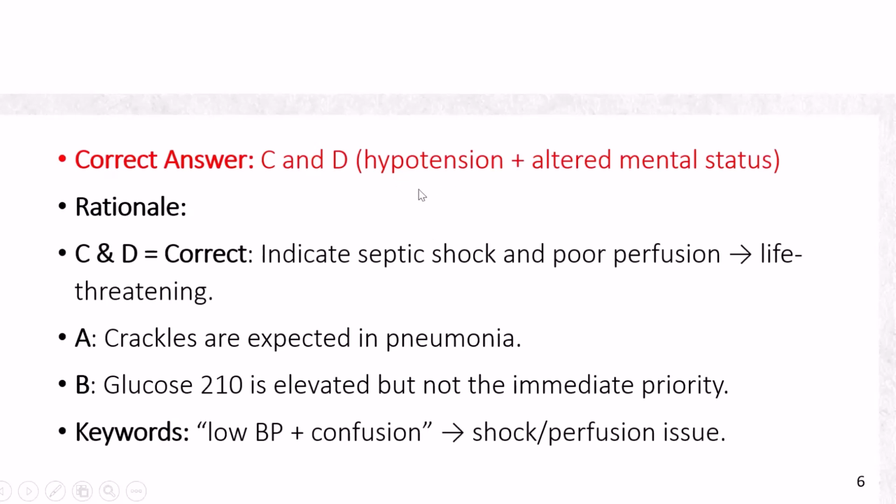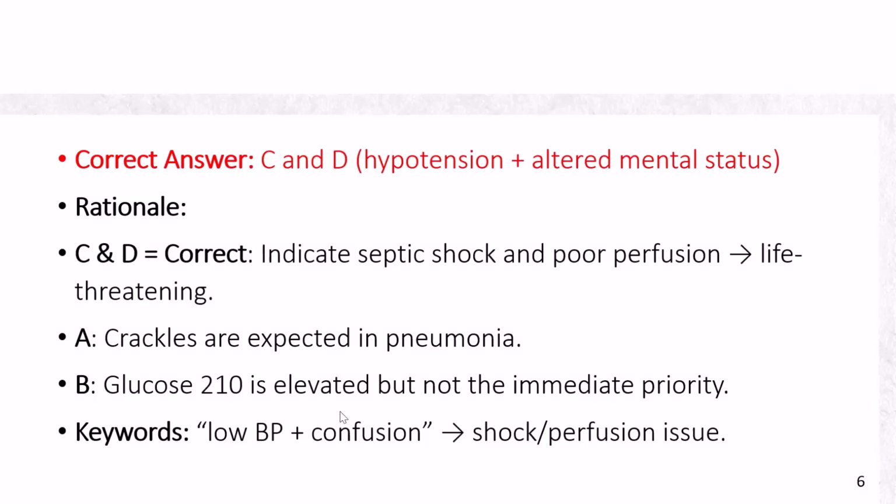So hypotension will kill your client, and altered mental status is also very important. I think this one was select all that apply; I did not say it right at the beginning. So whatever will be most concerning for our client. Hypotension is very important: there will be poor perfusion, and that is life-threatening. Yes, glucose of 210 is elevated, but that's not an immediate priority.